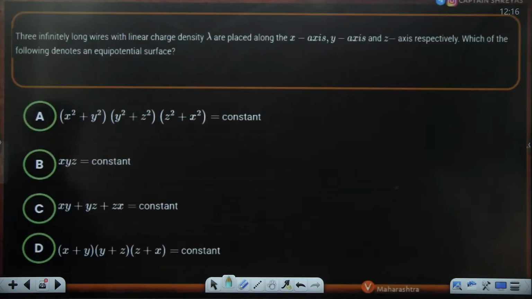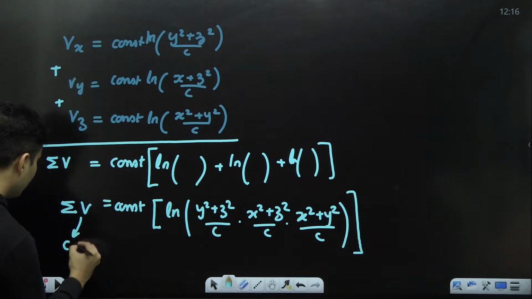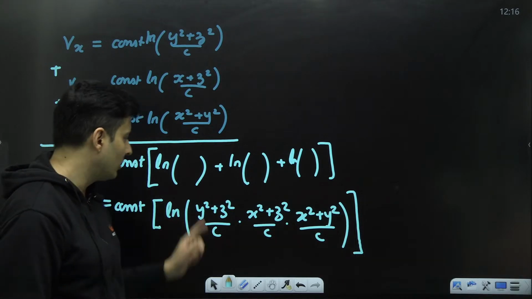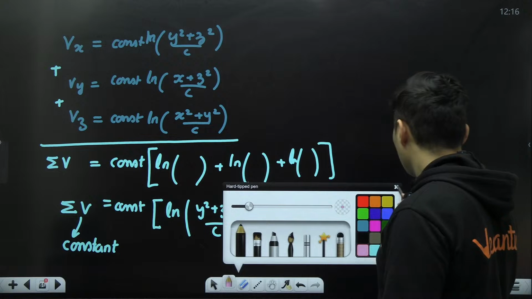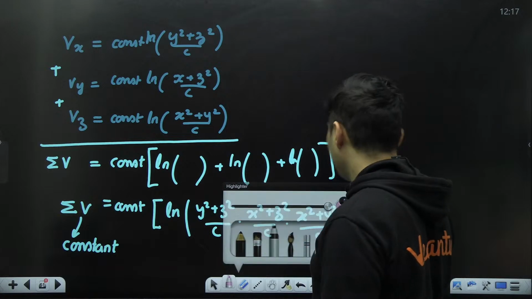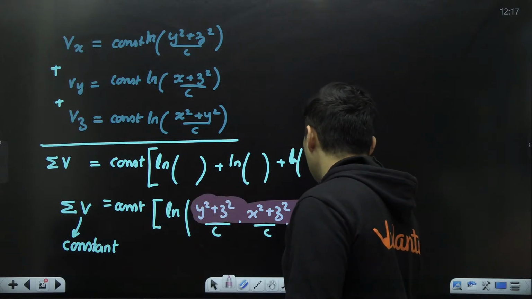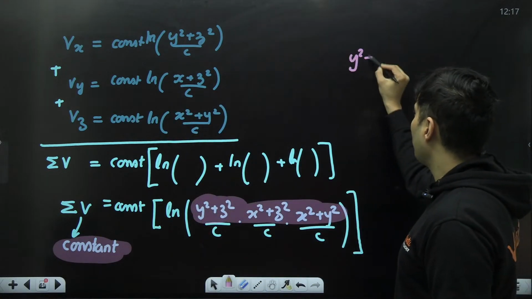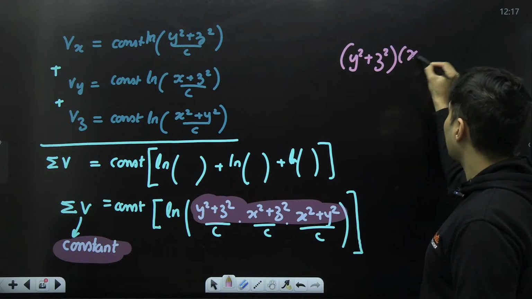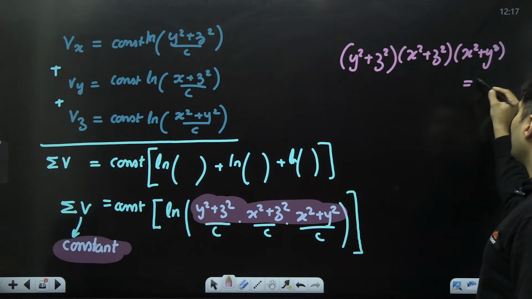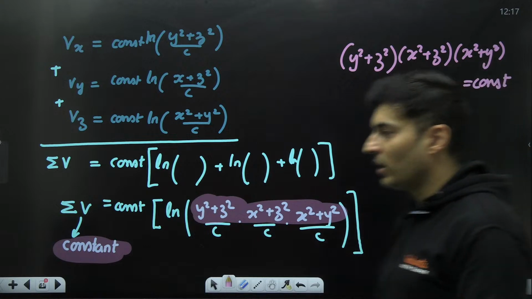And what was the question? Don't forget the question. The question was, which is the equipotential surface? Equipotential surface means the potential must be a constant. Whatever is inside this whole logarithm must be a constant, because this is a constant. So therefore, I will say y square plus z square multiplied by x square plus z square into x square plus y square is a constant. That is what the logic will be.